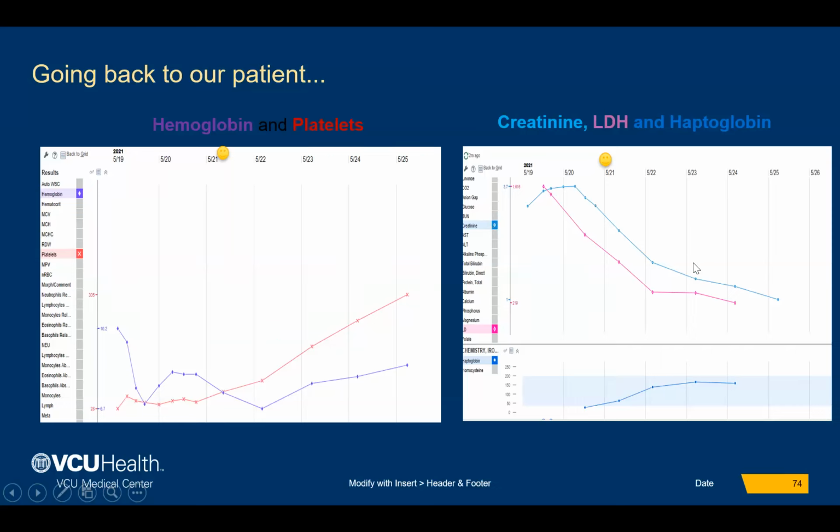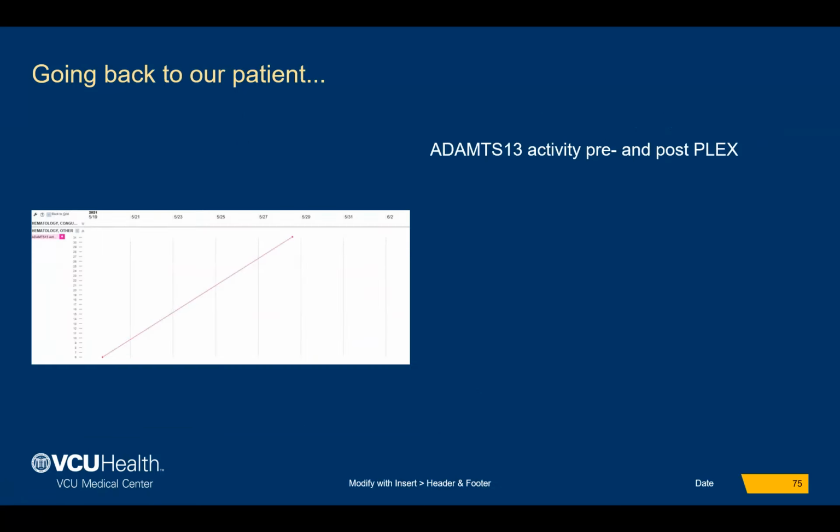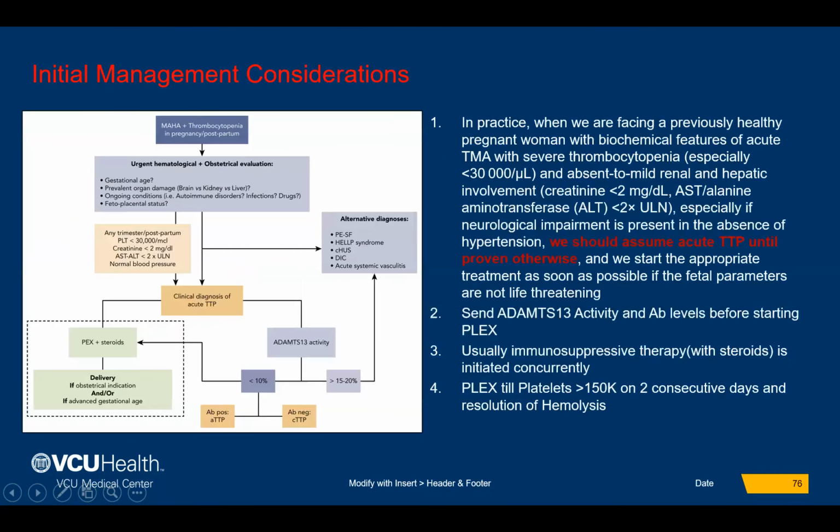So the creatinine goes down, the LDH goes down, and the haptoglobin goes up. So it seems to be working well. And the ADAMTS13 level that was obtained post 4 days showed that the levels had gone up to 35%. I'm going to skip this in the interest of time.